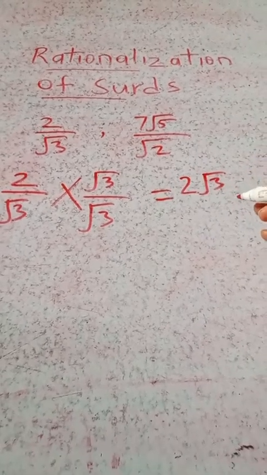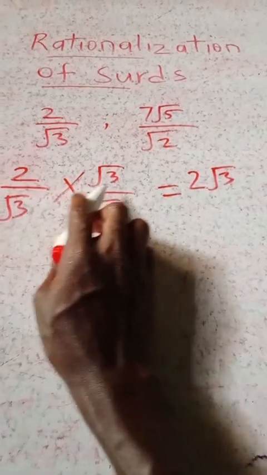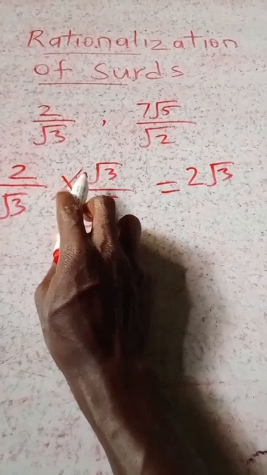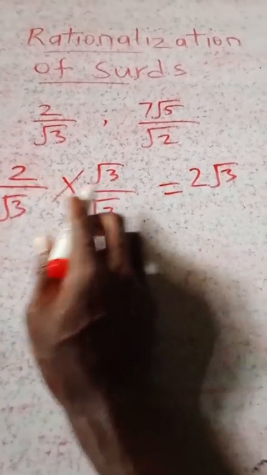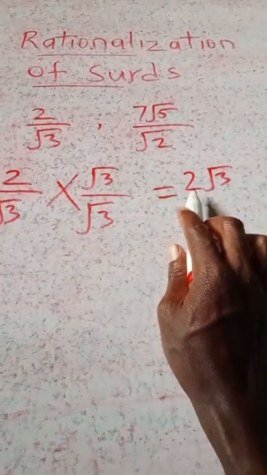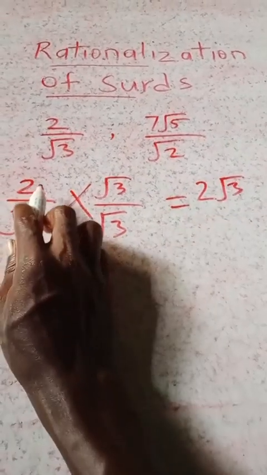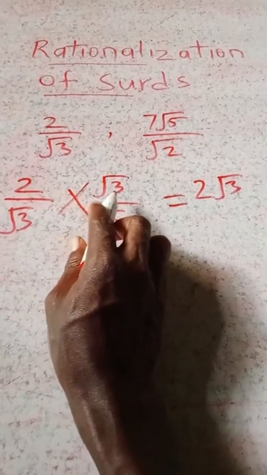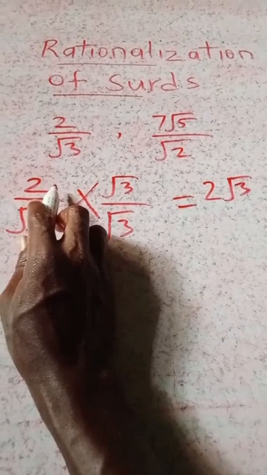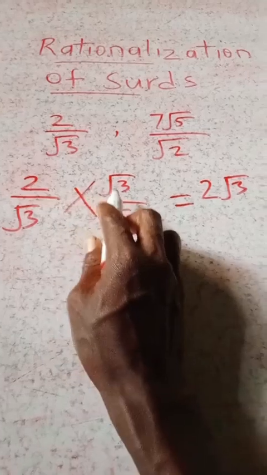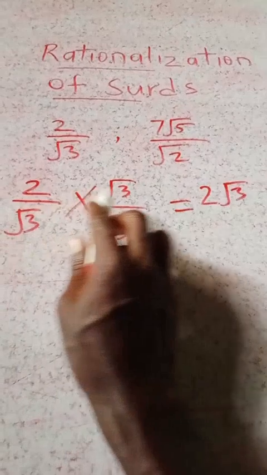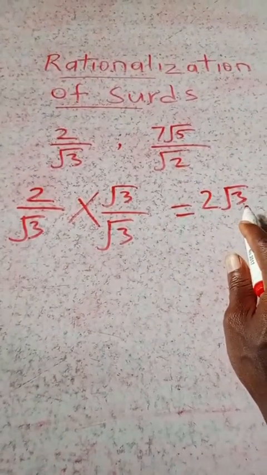Are you getting it? I said 2 times root 3. Number will multiply number, then roots will multiply root, but these two will multiply the invisible 1 that is here, which is 2. And then this one has no root, so this root 3 times the invisible 1 here is still root 3. That is why you have 2 root 3. So 2 times root 3 is 2 root 3. You understand that?